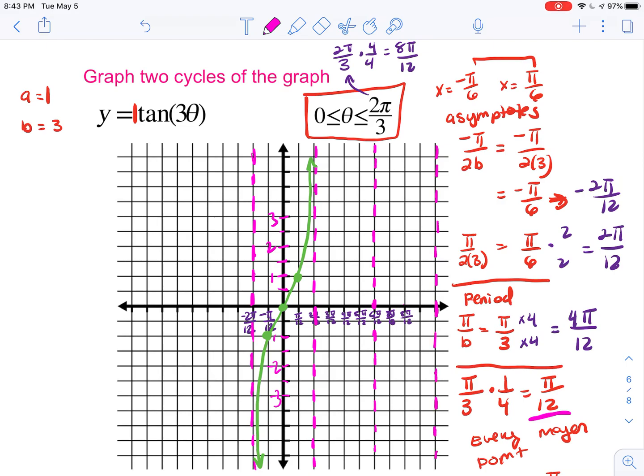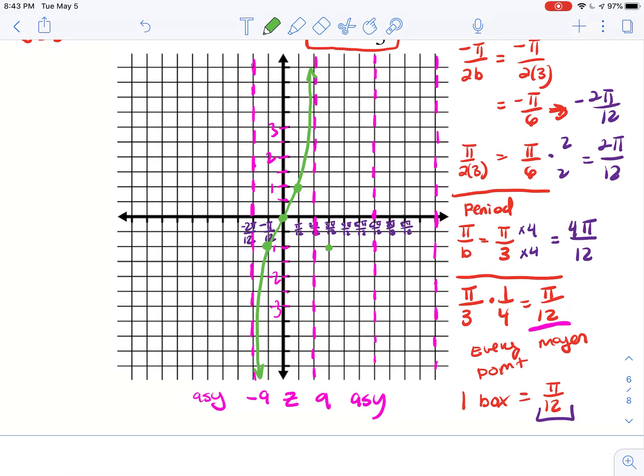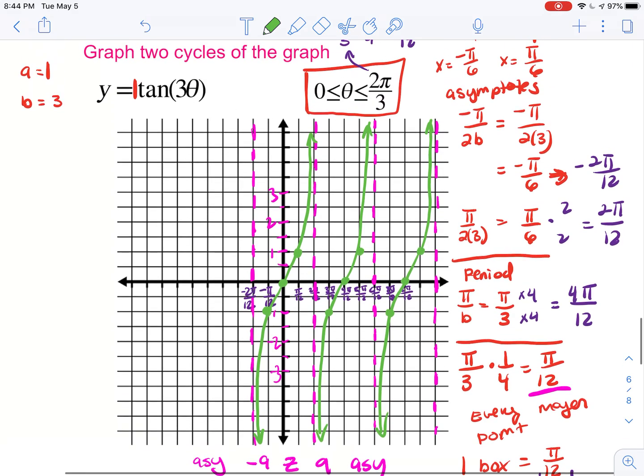Right there. And then 1, 2, 3, 4. We would have another one over here, but we actually don't have to graph all the way to that point. But it will help guide us. Now we do the same pattern, right? We have negative A, 0, positive A, connect. And again, negative A, 0, positive A, connect. Okay, so that's 3 full cycles that I have here.